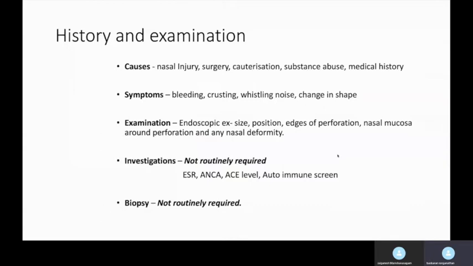Biopsy, again, is not routinely required unless there is any suspicious finding, like if the edges of the perforation look very granular, or the surrounding mucosa doesn't appear healthy. If you have a high index of suspicion, then only you may need to take a biopsy, which can be done in the clinic under local anesthetic spray.